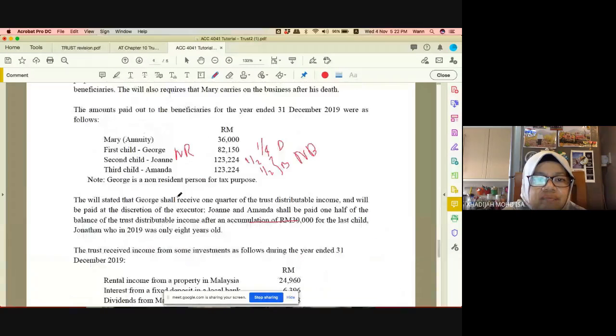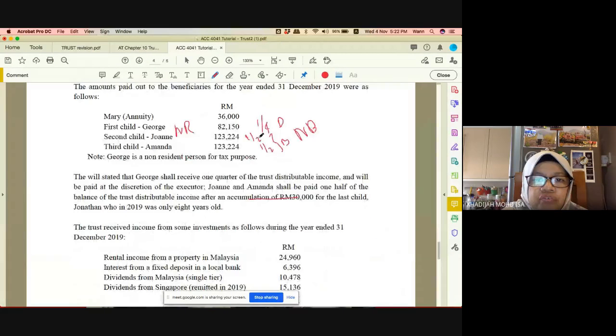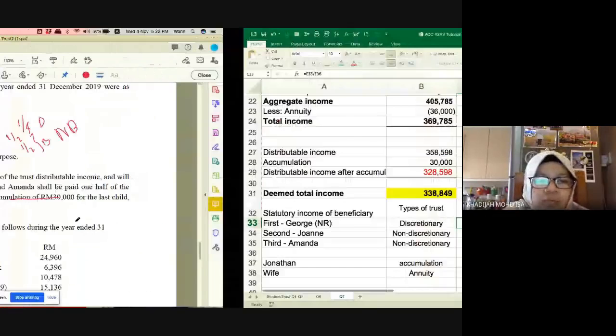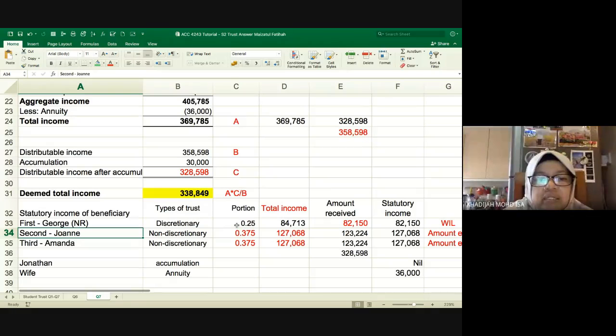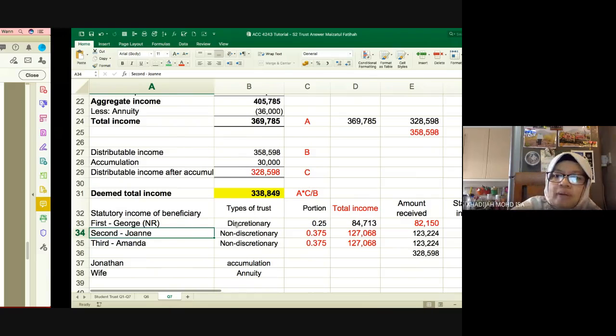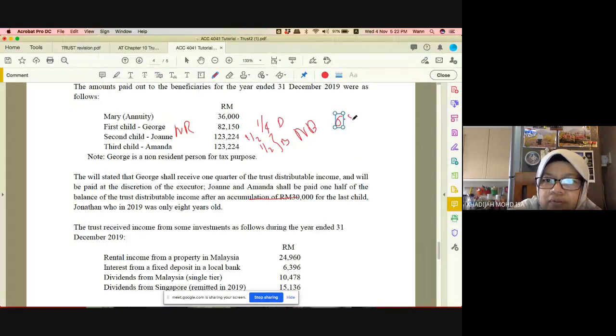Mana? Question number 7. Alright, the discretionary portion is 1/4 and the balance 3/4 is for Joanne and Amanda, and then shall be paid 1/2 each. Okay. So that's how I compute that. First Josh is 1/4. So 1/4, alright, the balance is 0.75, right? So the non-discretionary portion is 0.75 divided by 2 because this one you're going to divide between Joanne and Amanda.